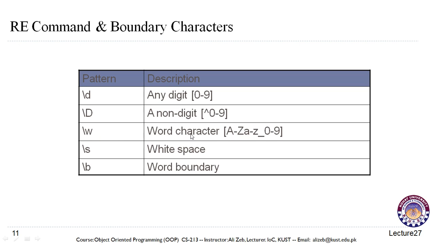Similarly, a word character is anything from capital A to capital Z, small a to small z, underscore, and any digit. And if we use a capital \W over here, that will be any non-word character. This is small \w, and it represents all the characters between these characters. And then we have the white space that we just saw in our example. We can use it for space or tab or any newline. And then we have the word boundary that is represented by the \b.